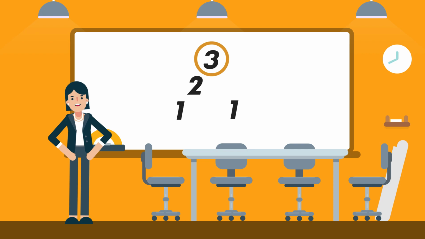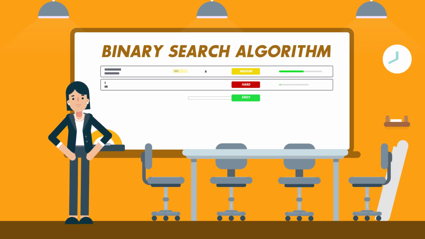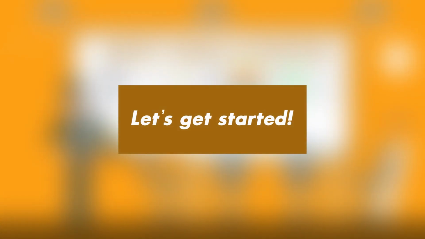We will assume that anything outside of the list can be considered smaller than what is in the list. Using a version of the binary search algorithm, we can make short work of what is considered to be a medium difficulty problem. Let's get started.